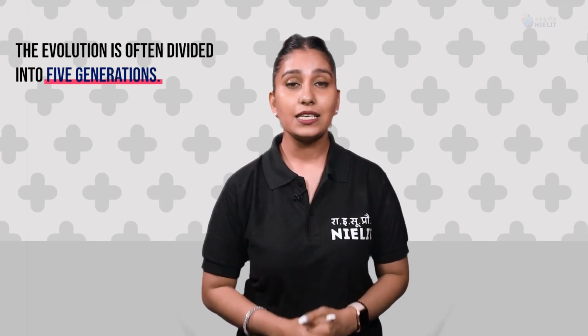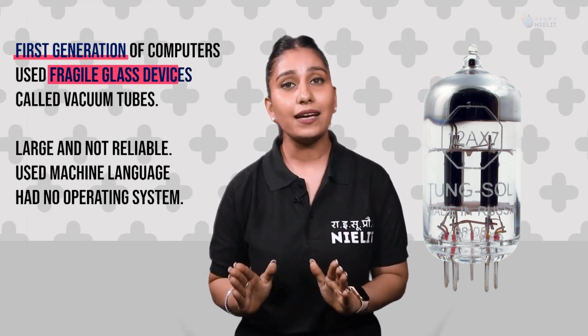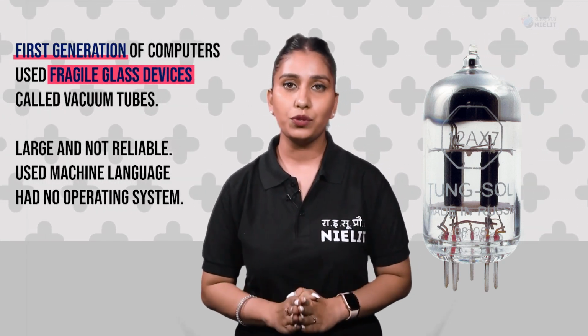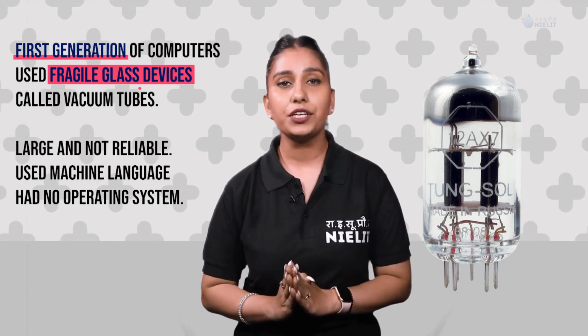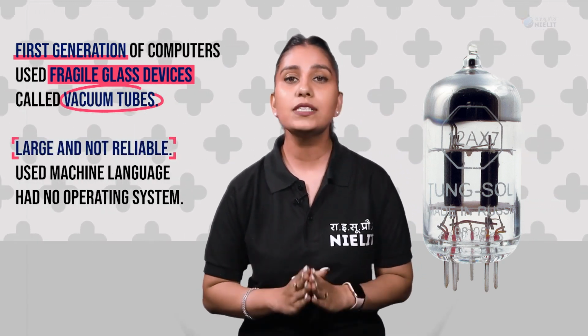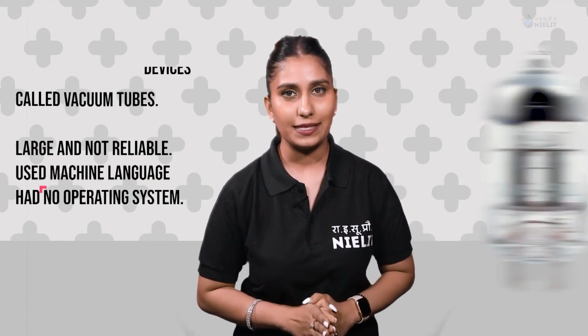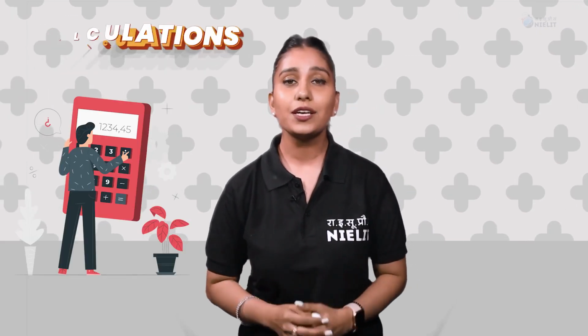The evolution is often divided into five generations. The technology behind the primary generation of computers was a fragile glass device which was vacuum tubes. These computers were really large and not very reliable, and programming on them was a tedious task as they used machine language and had no operating system. First generation computers were used for calculation, storage, and control purposes. They needed a full room and consumed a lot of electricity.